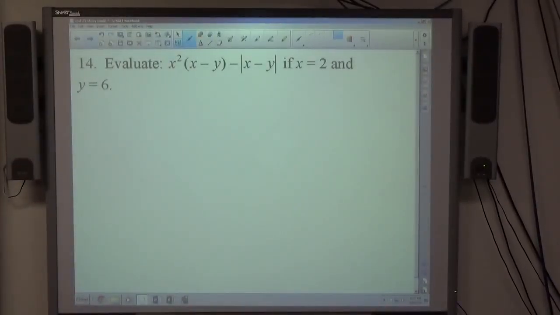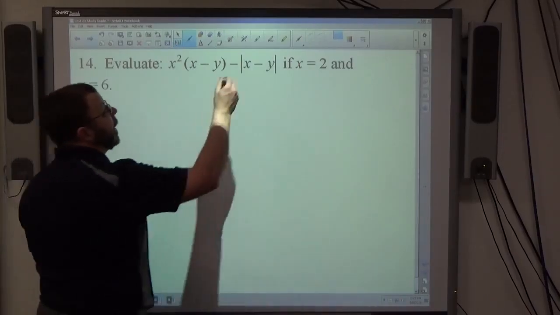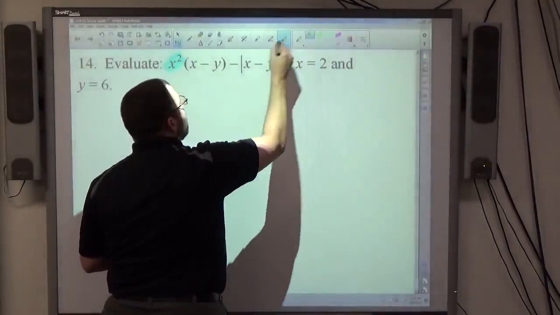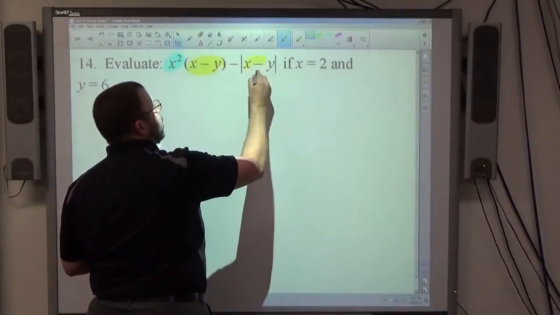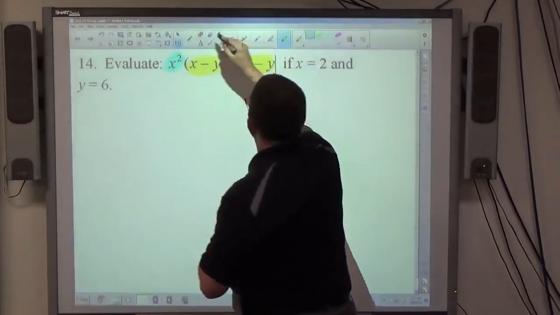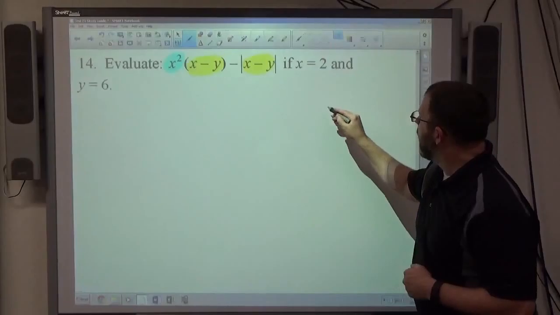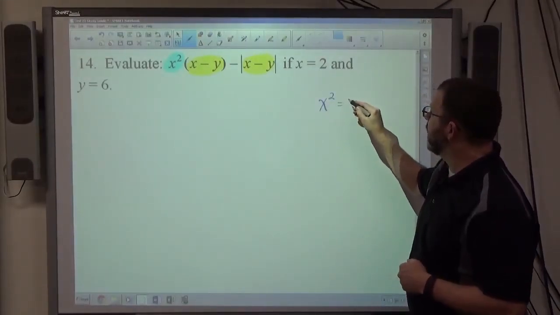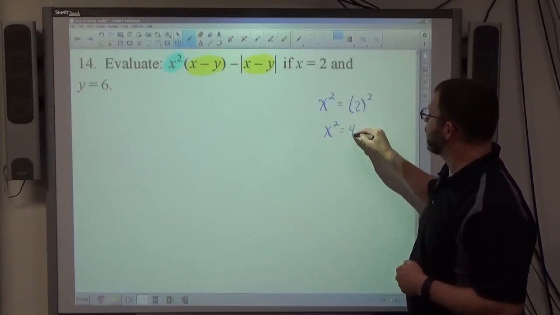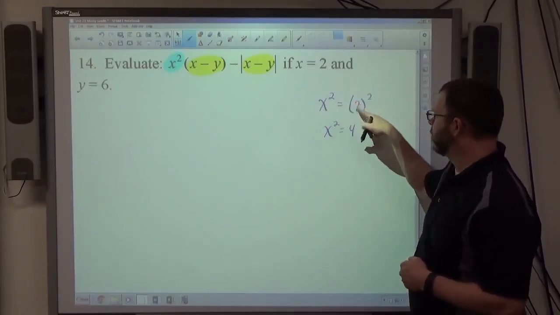Evaluate x squared times x minus y minus the absolute value of x minus y if x equals 2 and y equals 6. For me, I like to do these in pieces. X squared is one of the things. X minus y is the other thing happening in this problem. So, if I were to construct these pieces over here, x squared is going to equal 2 squared, so x squared is equal to 4, because x equals 2. X squared means to square x.